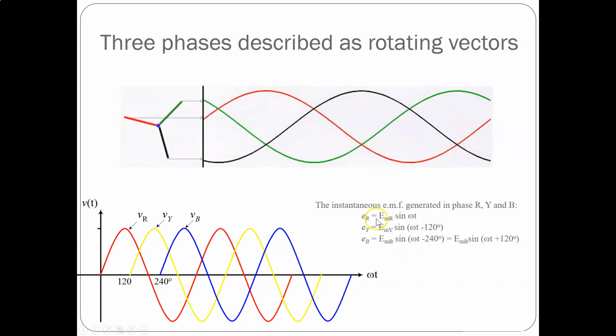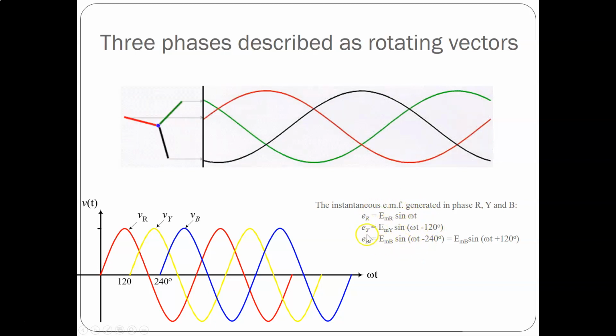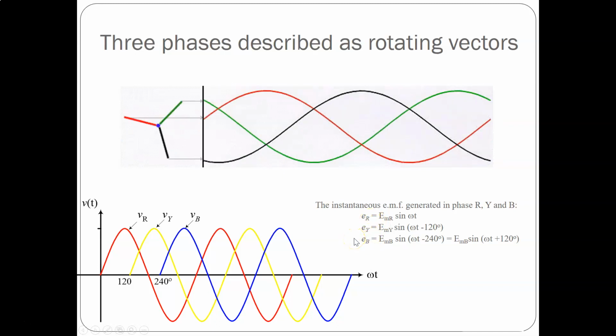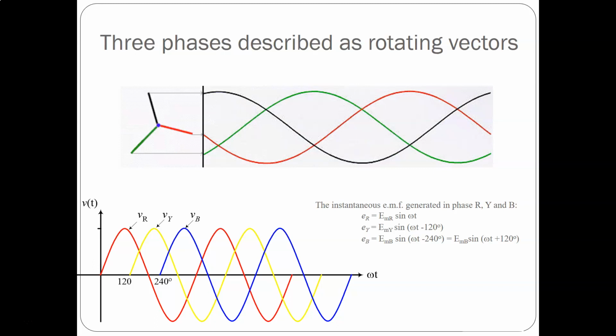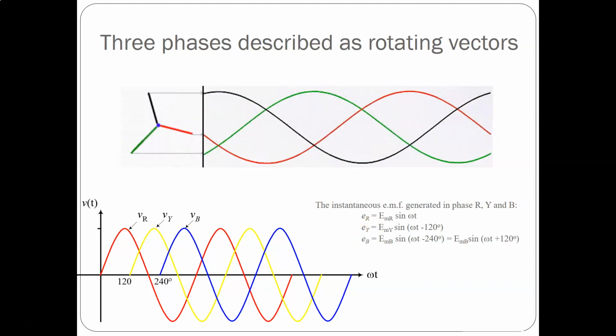And mathematically it can be represented as you can see down here. For example, you can do R, Y, and B phase in this case. So these are the three instantaneous EMF values generated in each phase.